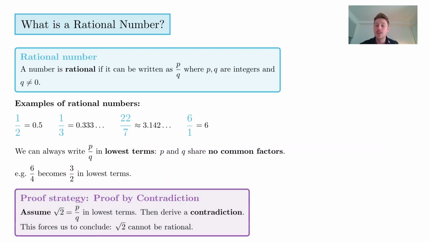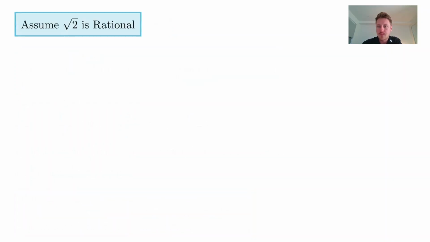And so our proof strategy here is to assume that the square root of 2 can be expressed as p over q in lowest terms, but then we're going to derive a contradiction. And this forces us to conclude that the square root of 2 cannot be rational. So we're going to use a proof by contradiction here. And so let's keep pushing through. So yeah, let's do that.